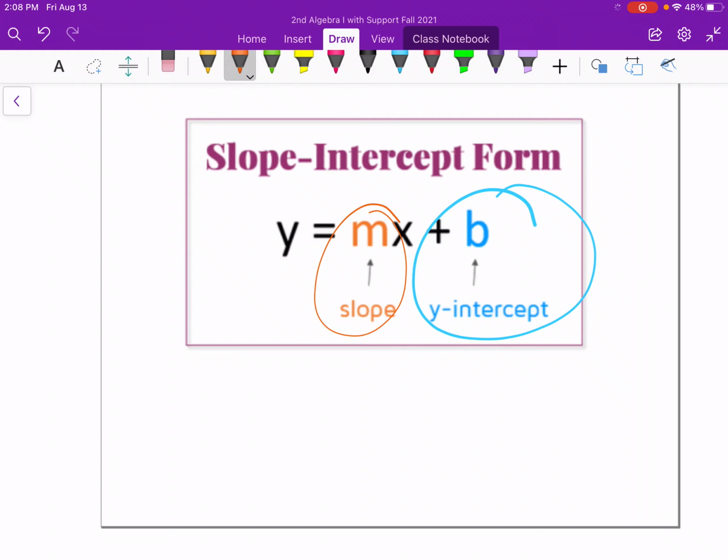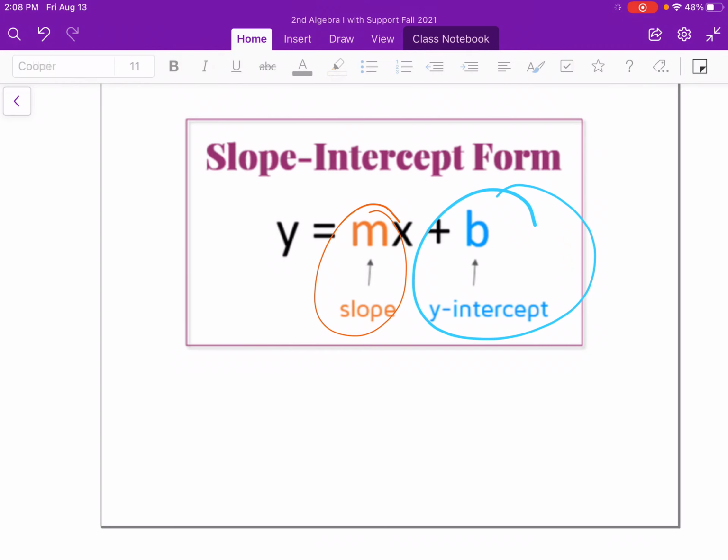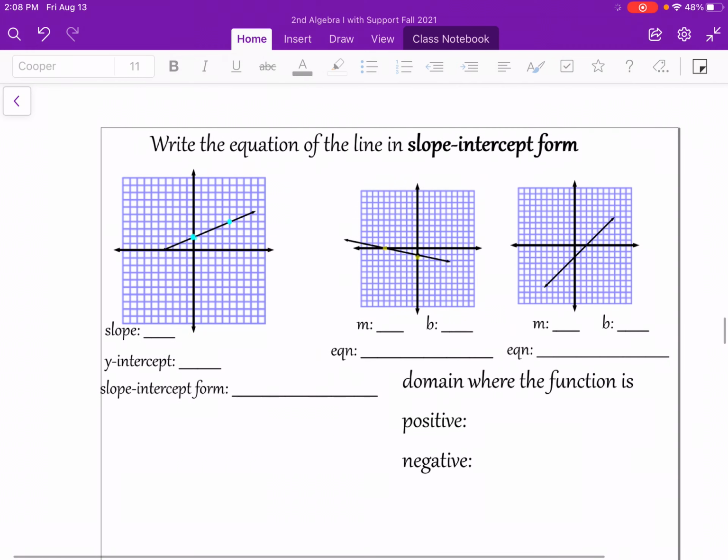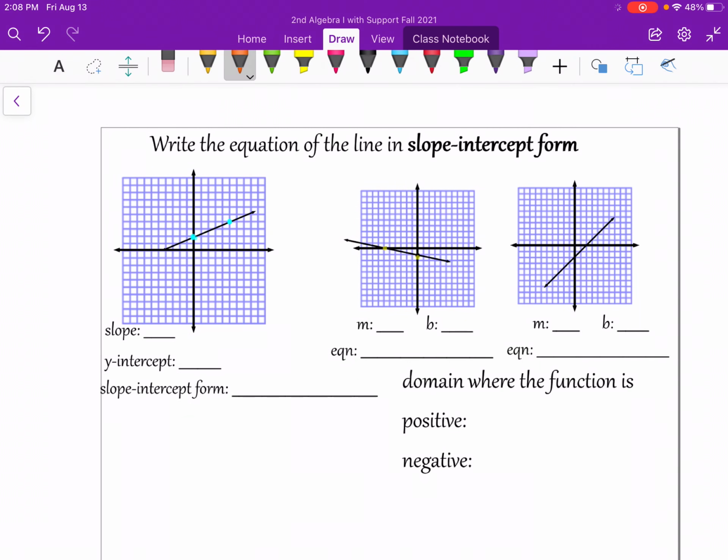So this is, you did this on your quiz. We just listed what the slope was. We listed what the y-intercept was. Now we're actually going to give it to you in slope-intercept form. So the equation of the line in slope-intercept form. So we're going to start with finding the slope.